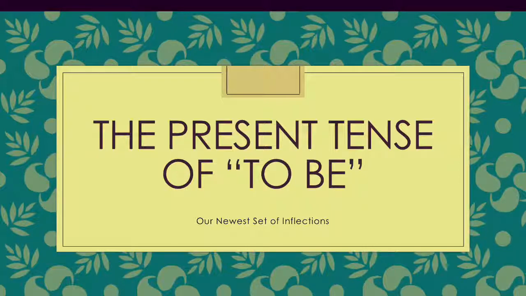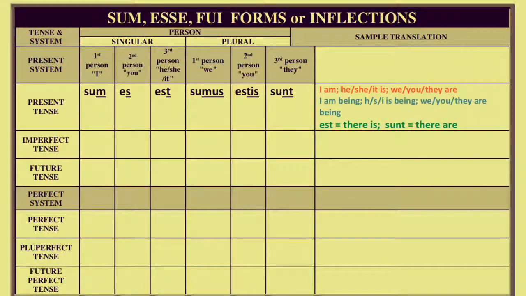I also have paper copies of it for you if you prefer taking traditional notes. Make sure that the top of the handout says sum, esse, fui, forms or inflections. Pause the video now and write the information that you see on the chart onto your own chart, and then restart the video and I'll give you a bit of explanation about some of what we're looking at.